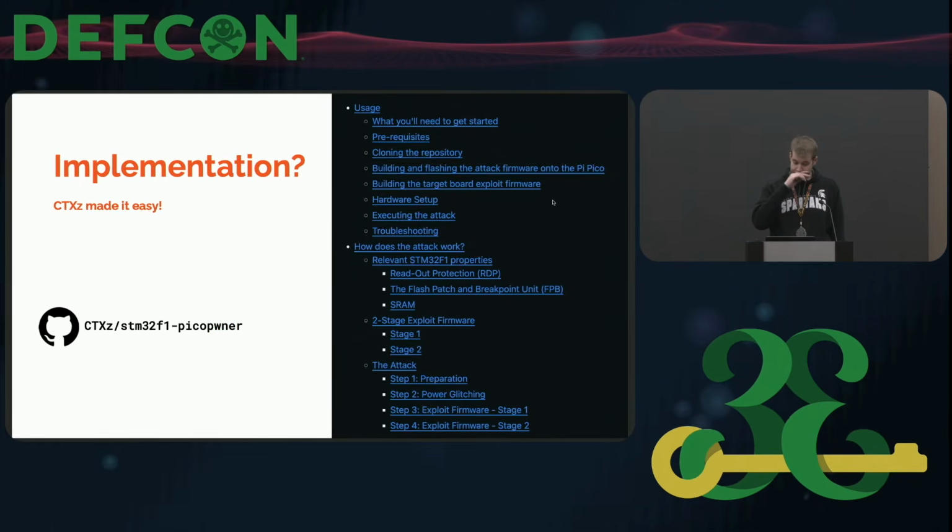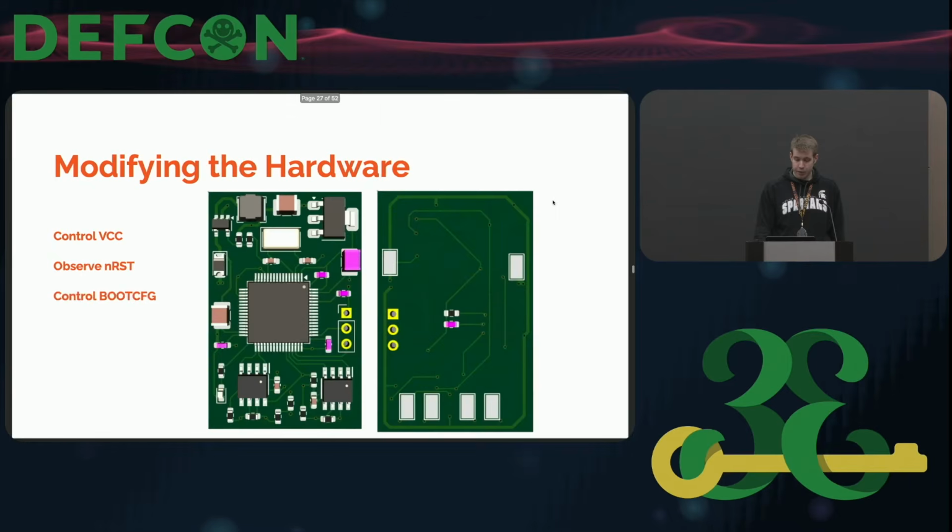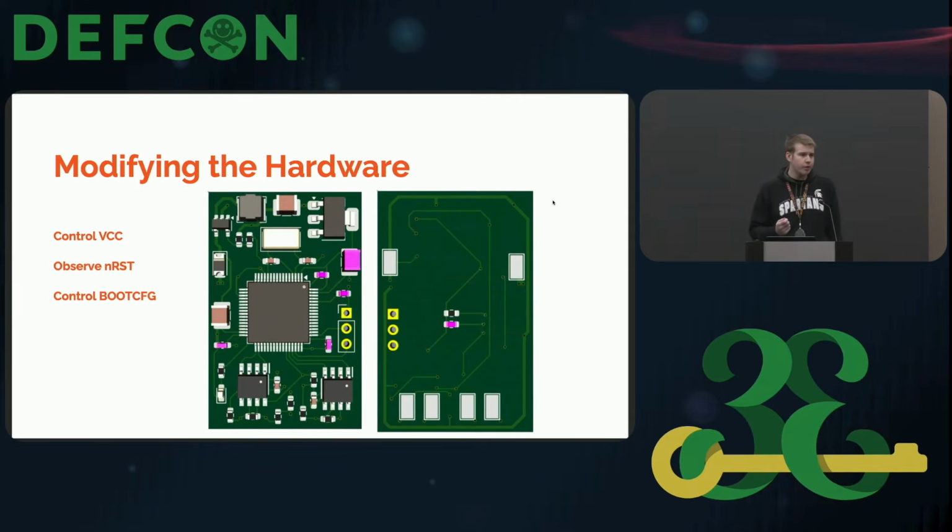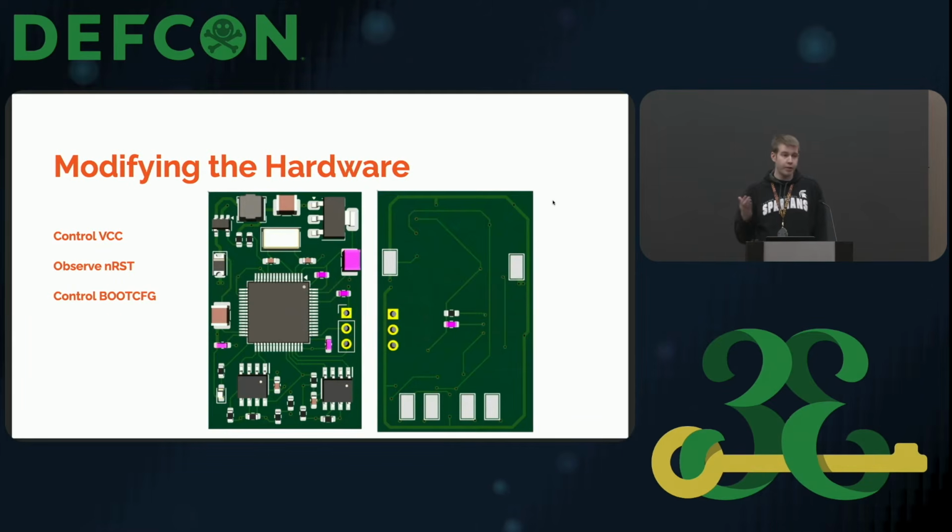So luckily, this attack was implemented on GitHub already. There's a nice repo by CTXZ that explains it all and uses a Pi Pico, making it really easy. But in order to actually do this attack, we're going to need to modify the hardware we have. To do that really quick power cycle, we're going to need to have tight control over the VCC pin, and we're also going to need to be able to react very quickly to changes in reset.